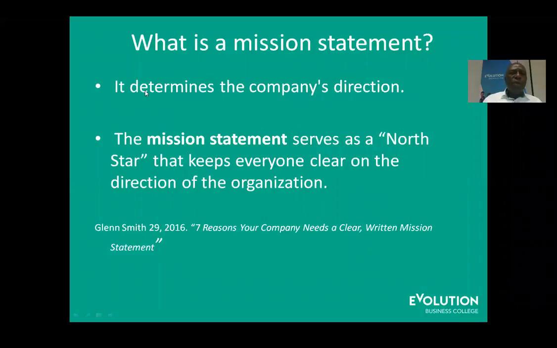What is a mission statement? As you have read, you've got to choose a company that has information in the public domain. For this company, you should verify that their mission statement is clearly articulated in their documents available on the internet. A mission statement determines the company's direction. It tells us where the company wants to go. A mission statement serves as a North Star that keeps everyone clear on the direction of the organization.